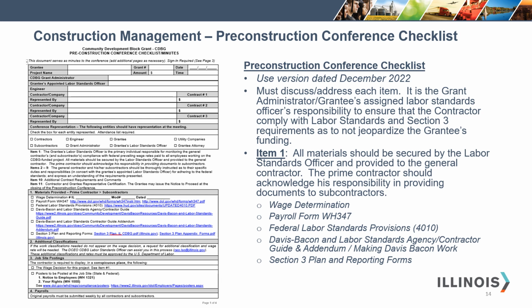It is the grant administrator's or grantee's assigned labor standards officer's responsibility to ensure that the contractor complies with labor standards and Section 3 requirements so that they do not jeopardize the grantee's funding. For item 1, all materials should be secured by the labor standards officer and provided to the prime contractor. The prime contractor should acknowledge his responsibility in providing documents to subcontractors. You will notice that these documents and the certification are listed on both the contractor profile form and the pre-construction document. This is repeated to ensure that the contractor understands the importance of these documents and compliance with CDBG regulations.